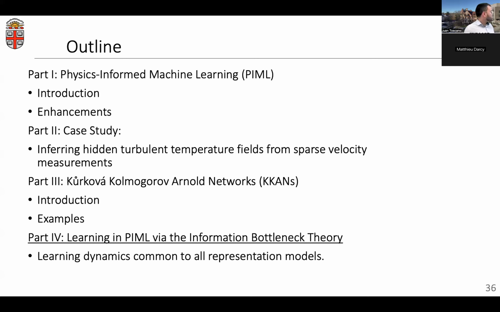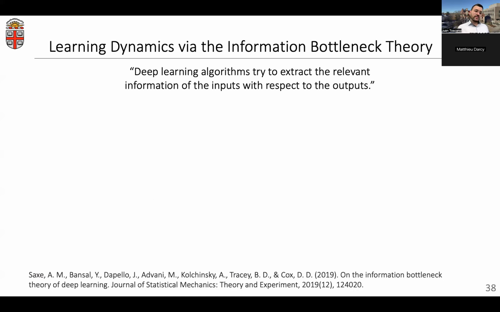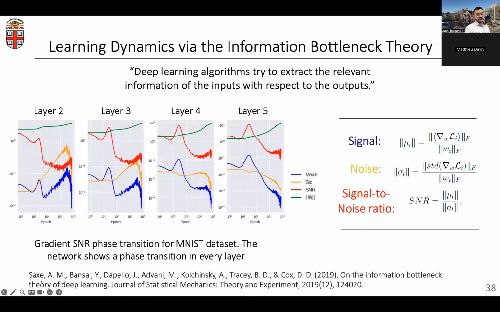Another thing that we can try to do is learning dynamics, which is how the neural networks learn, using the information bottleneck theory. And we find that the learning dynamics are common to all representation models. Again, this is from another study. The learning dynamics via the information bottleneck theory tell us that the deep learning algorithm extracts relevant information of the input with respect to the outputs. This was proposed by Tishby, and there are many studies that have followed.